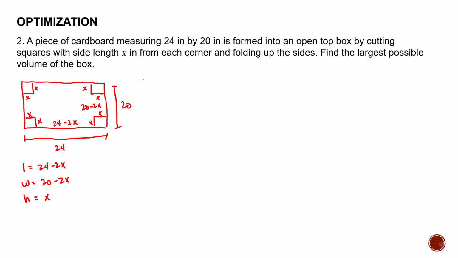Okay, now first let's solve for the volume of this one in terms of x. So this is x times 24 minus 2x times 20 minus 2x. So length times width times height, or height times width times length. Okay, we just need to multiply these three dimensions. So let's multiply this first.